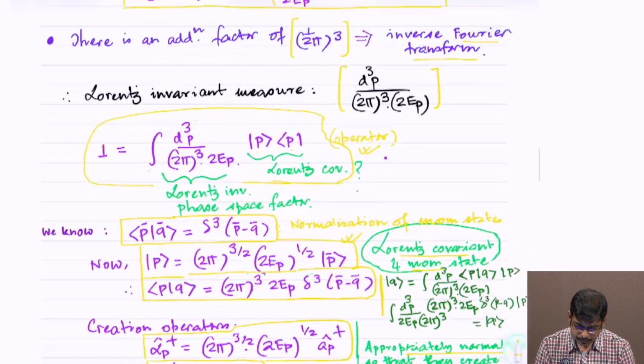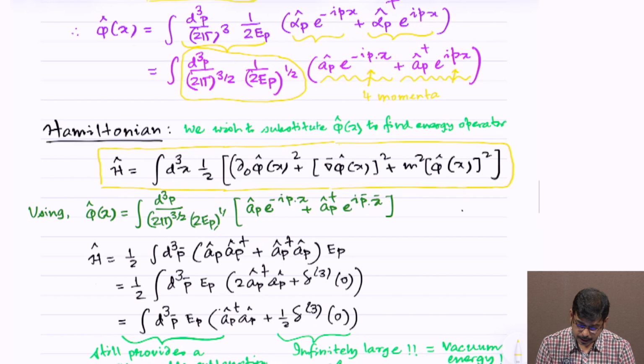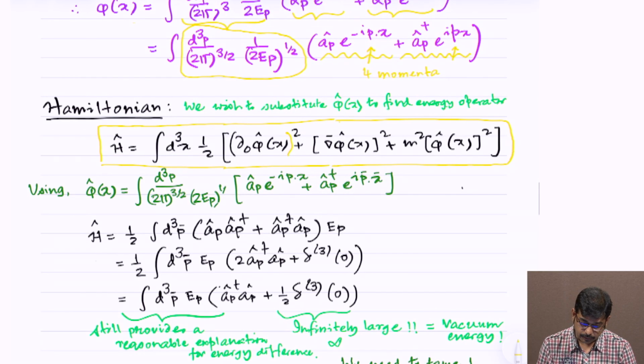Now, let us come to the next step. So, once we have defined the mode expansion, and this is what we argued to be the way that we should do it, we have to write the Hamiltonian density. And Hamiltonian density is something that we have already talked about, that this is half of (∂₀φ)² plus (∇φ)² plus m²φ².